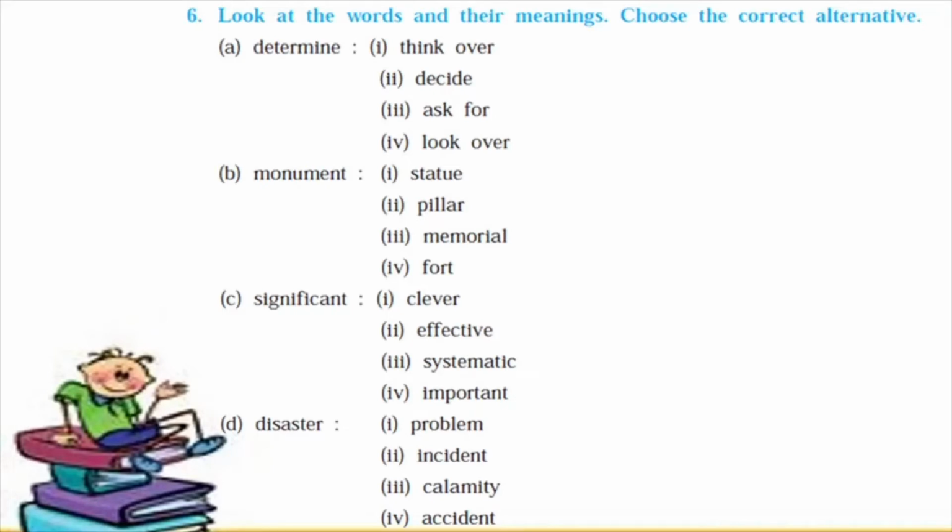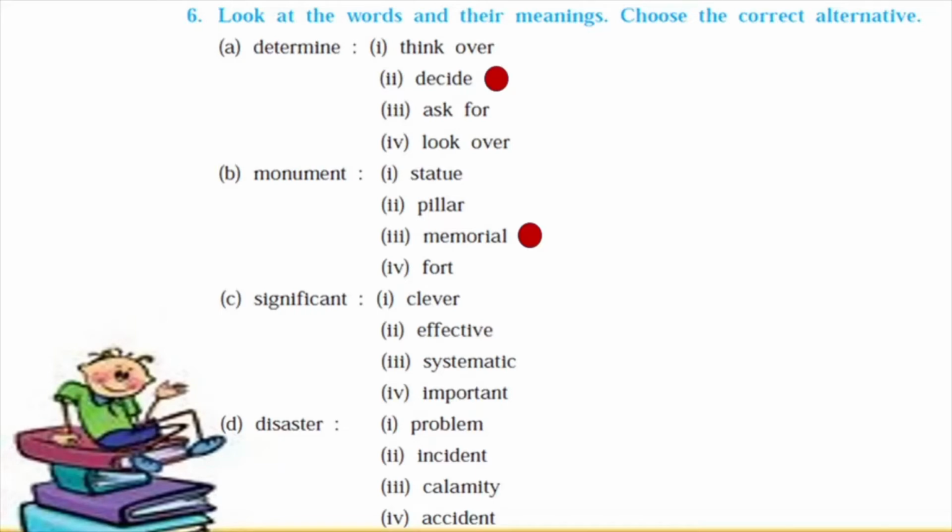So let us look at the first one. So determine means what? Determine means to think over something, or to decide, or to ask for, or to look over. So determine means to decide. Very simple, isn't it? What about monument? So monument means a statue, a pillar, a memorial, or a fort. Monument is a memorial. Okay.